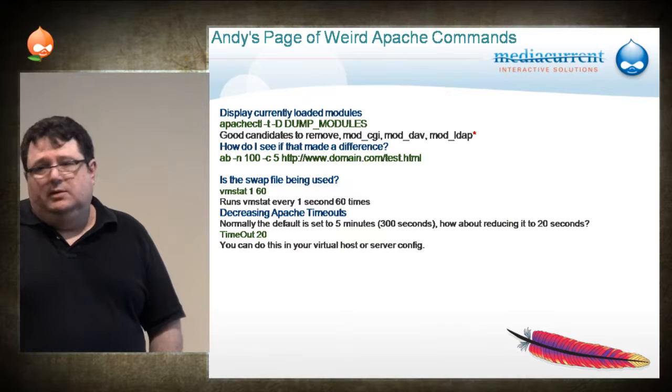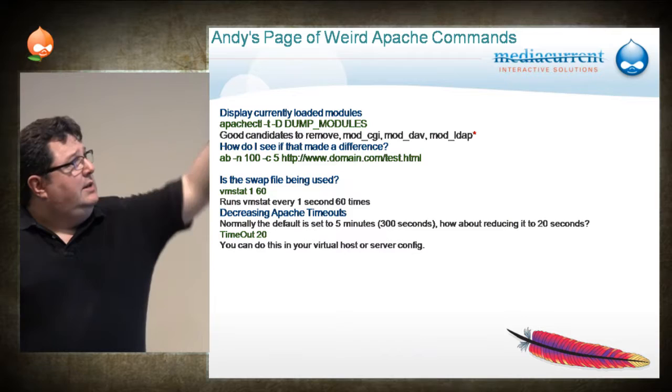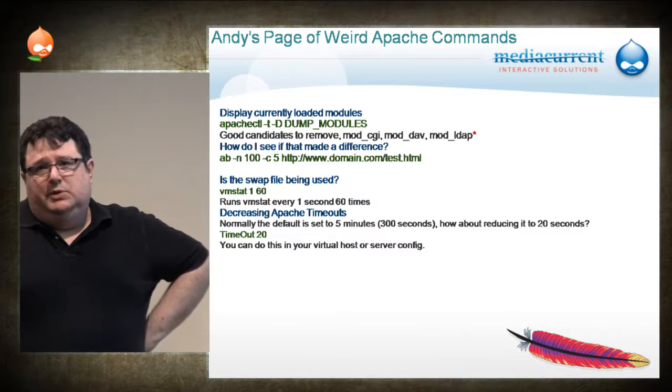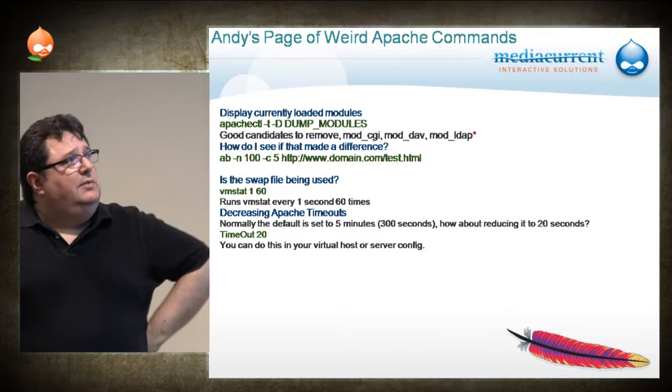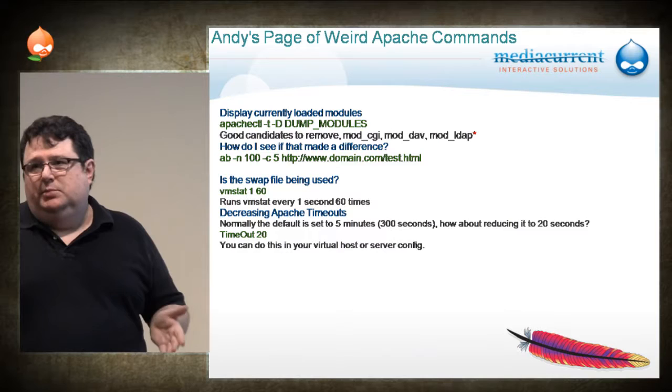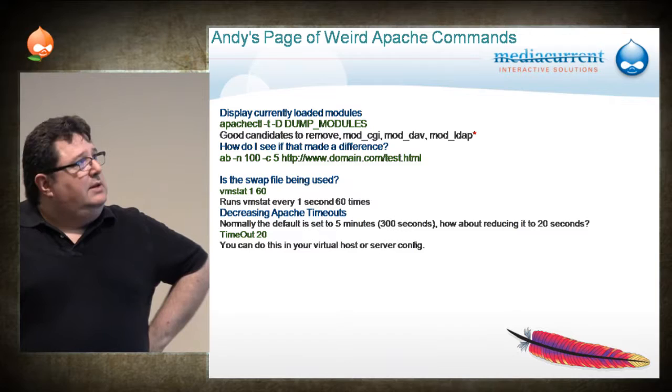And the way you can actually test that is using apachectl. If you run that first command, you'll dump out a list of all the active modules currently in Apache. And you can remove some great ones like mod_cgi, mod_dav, mod_ldap, if you're not using any kind of LDAP authentication module in Drupal, which requires that, you can take those out. And they'll actually speed things up. Taking them out, how can you tell if you've made any improvement?